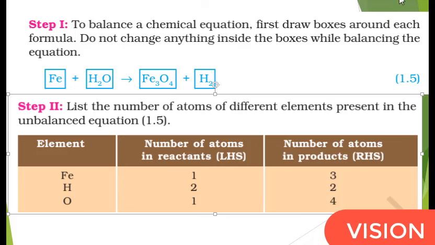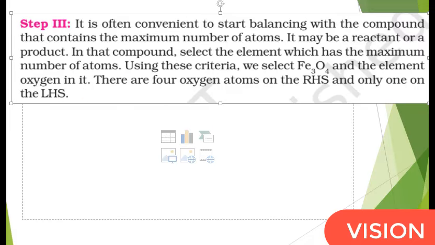So we are going to give numbers to balance the above equation. How can we put the numbers for balancing? It is often convenient to start balancing with the compound that contains the maximum number of atoms. It may be reactant or product. In this given compound, select that element which has the maximum numbers using that criteria. Fe3O4 on the RHS has the maximum number, and the left hand side has the minimum.